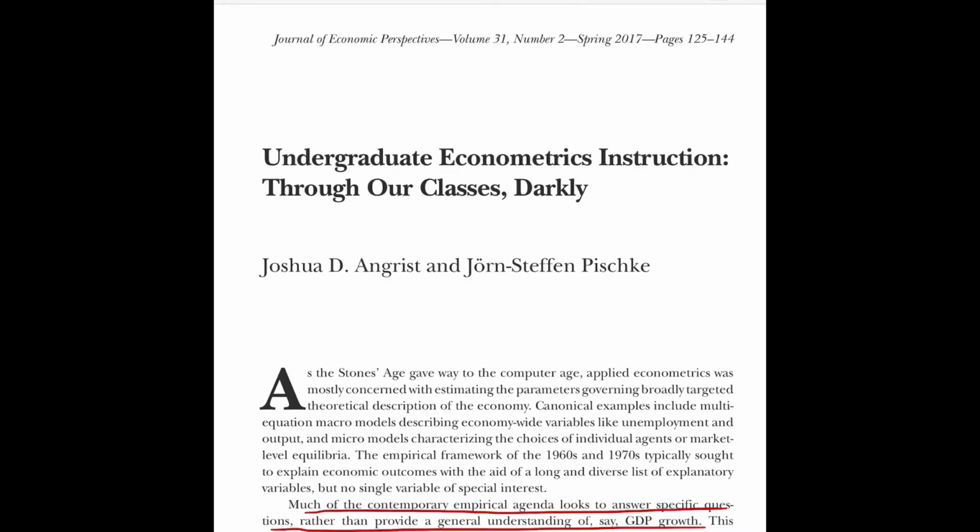So let me start this course with a 2017 paper published in the Journal of Economic Perspectives and written by the two textbook authors Angrist and Pischke. Angrist from MIT and Pischke from LSE. And they incentivize us that we have left the Stone Age of econometrics and look at credible strategies to answer questions like the effects of immigration on wages, whereas in the Stone Age we looked more at general questions like the determinants of GDP growth.